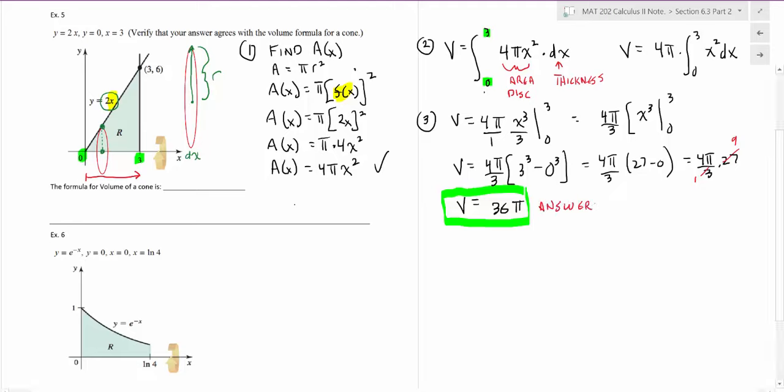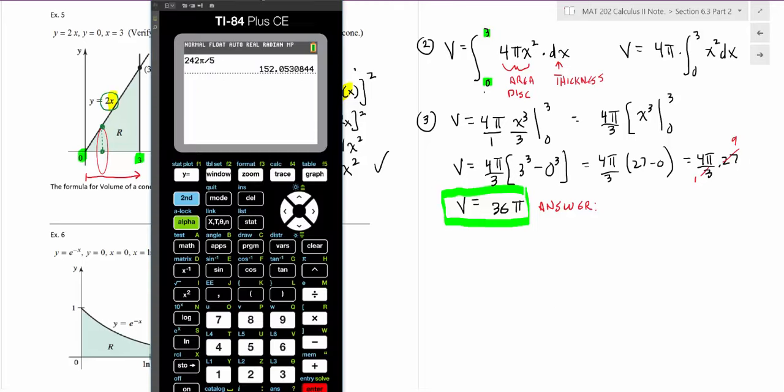Again, I'll do a quick check on the graphing calculator as I'm doing these problems. So when I pull this up on my graphing calculator, we're going to do this integral. We're going to do 4 pi times x squared. That's what we're going to graph. Now we're going to integrate from 0 to 3, so I'm going to go ahead and set up my window from 0 to 3, like that.